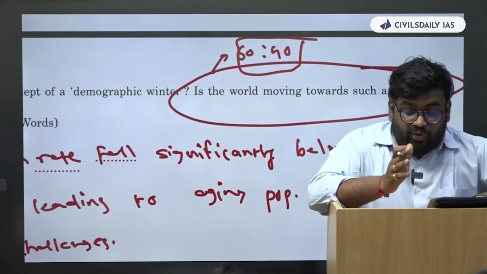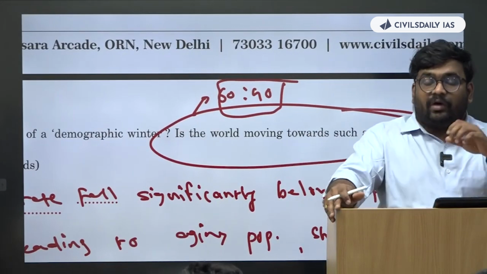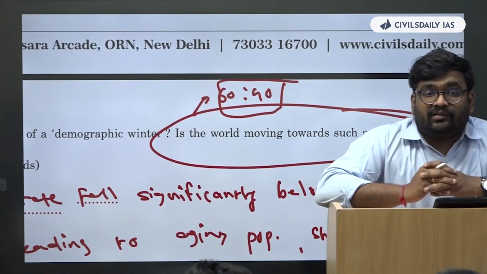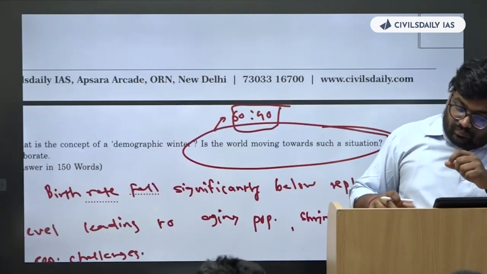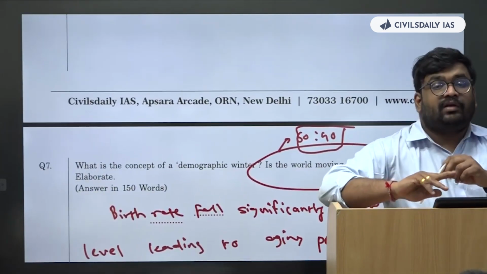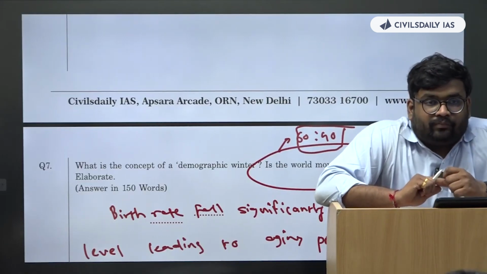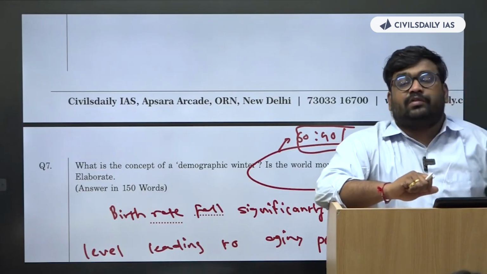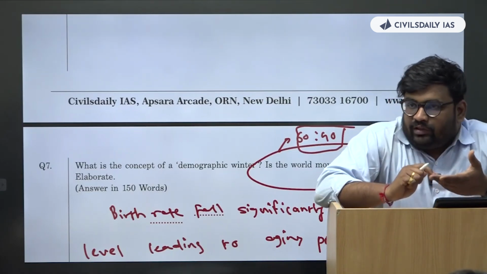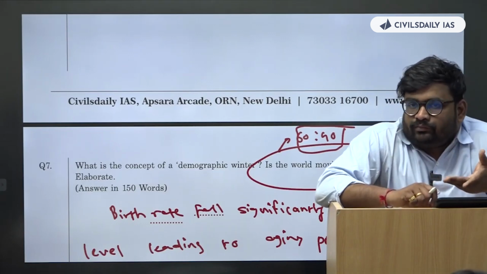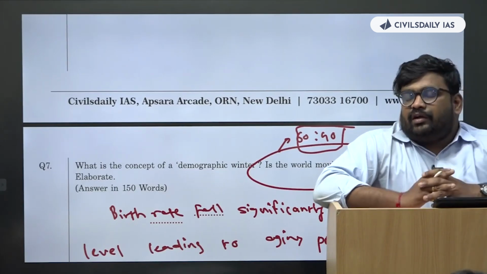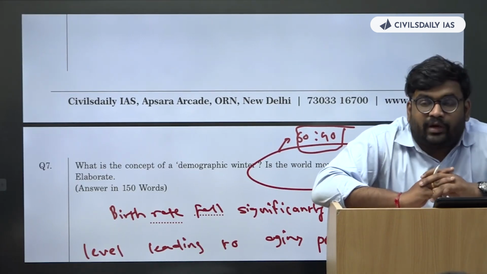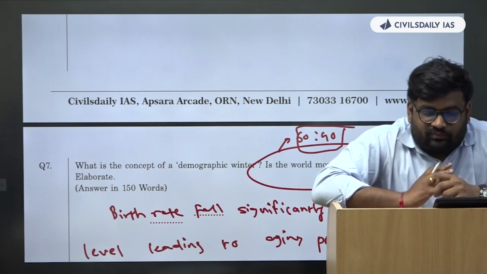So first, do you agree with this statement? Yes. Is the world moving towards demographic winter? Yes. Okay. So your heading will be world moving towards demographic winter. And as they have asked about the world, you simply make the different regions of the world as subheadings. Your first subheading will be Europe. The total fertility rate in countries like Germany and Italy is 1.3.